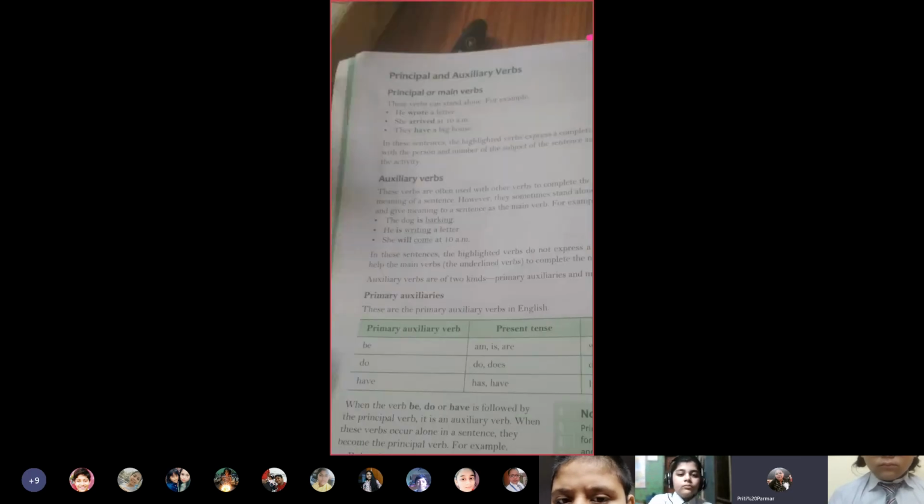Like, for example, he wrote a letter. Now the word wrote is telling you it was written. She arrived at 10 a.m. So arrived is indicating the completeness of a verb alone. So they are the main verbs basically.